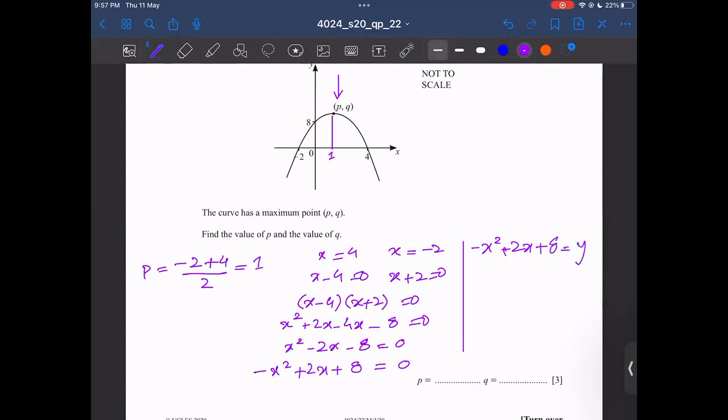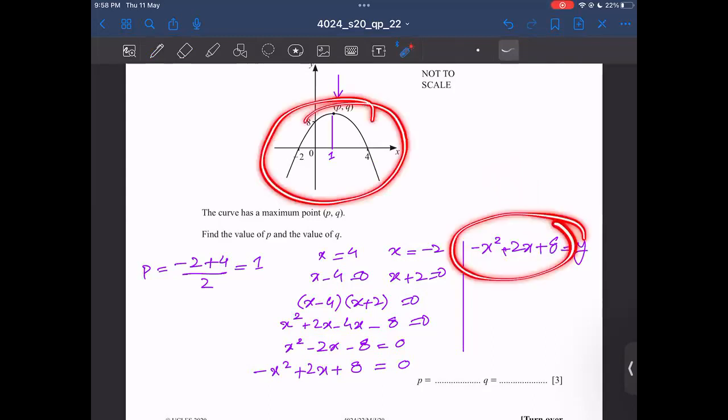Now we have the coefficient of x square negative, which refers to the sad face. Now we have the y-intercept. If we put the value of x equal to 0, we have the y-intercept 8 over here. So it means this equation refers to this curve now.